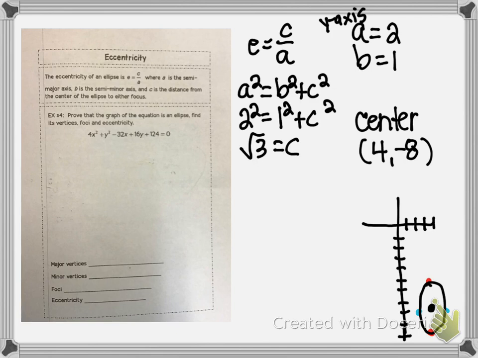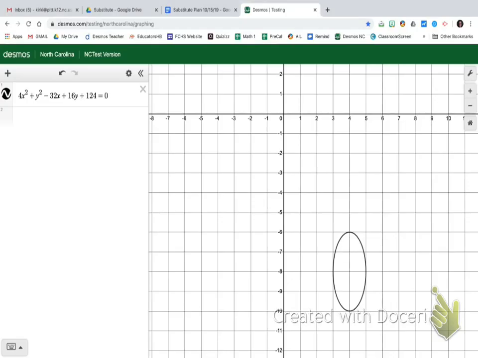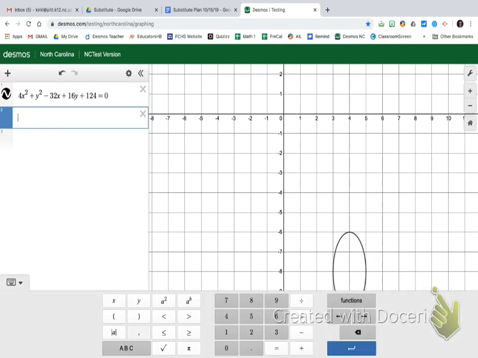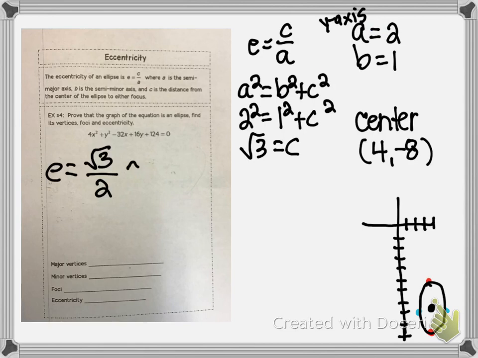All right. So given that, my eccentricity is going to be the square root of 3 over my major. So that's going to be 2. So if I actually go and divide that, that's going to give me the square root of 3 divided by 2. So I get approximately 0.87. So approximately 0.87 with that ratio.